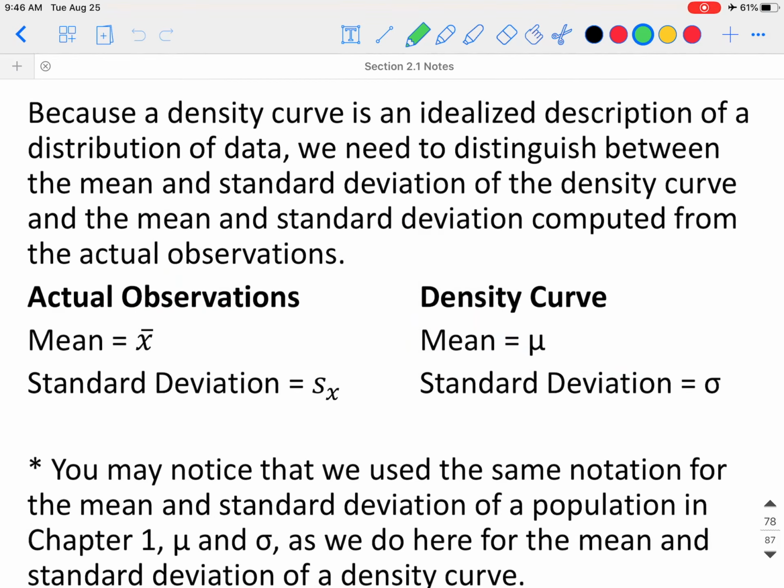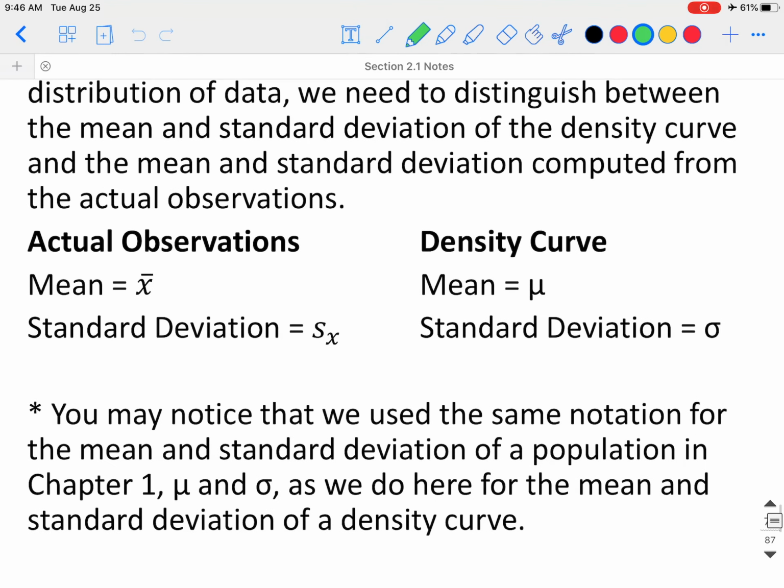Because a density curve is an idealized description of a distribution of data, we need to distinguish between the mean and standard deviation of a density curve and the mean and standard deviation computed from the actual observations. So for the actual observations, we're going to use a mean as x bar and a standard deviation of s of x. But on a density curve, we're going to say the mean is mu and the standard deviation is sigma. You may notice that we use the same notations for mean and standard deviation of an entire population in Chapter 1, mu and sigma, as we do for the mean and standard deviation on a density curve.